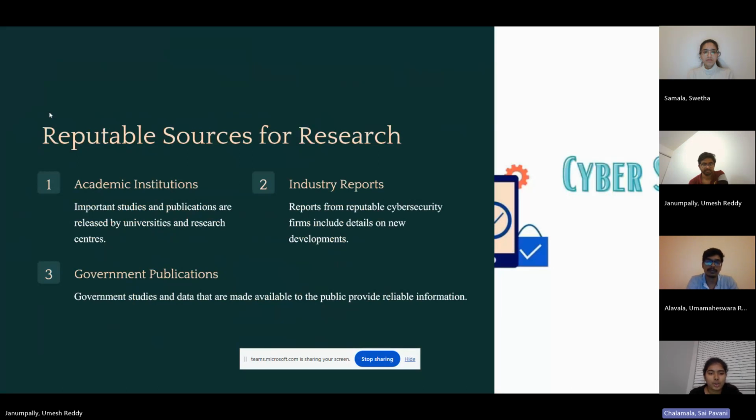Academic institutions involve publications or research papers that are published by universities or research centers. Industrial reports are the new updates from cybersecurity firms that give new updates or changes accordingly in real time. Government publications mostly involve publicly accessible resources so that the public can access and use them. And then the next slide.